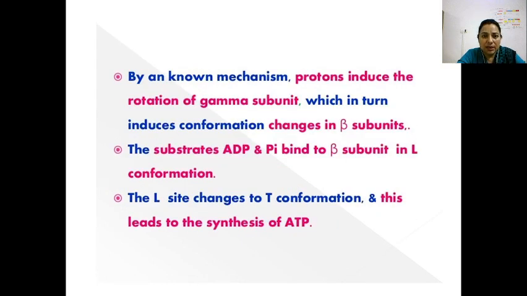By a known mechanism, protons induce the rotation of the gamma subunit, which in turn induces conformational change in the beta subunits. The substrate ADP and inorganic phosphate bind to the beta subunit in the L conformation. The L site changes to the T conformation, and this leads to the synthesis of ATP.